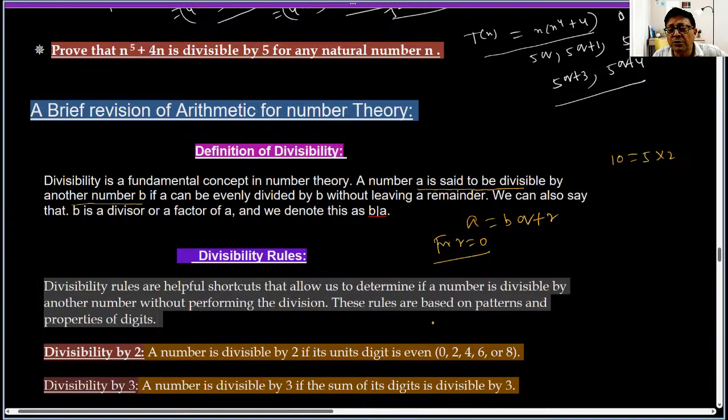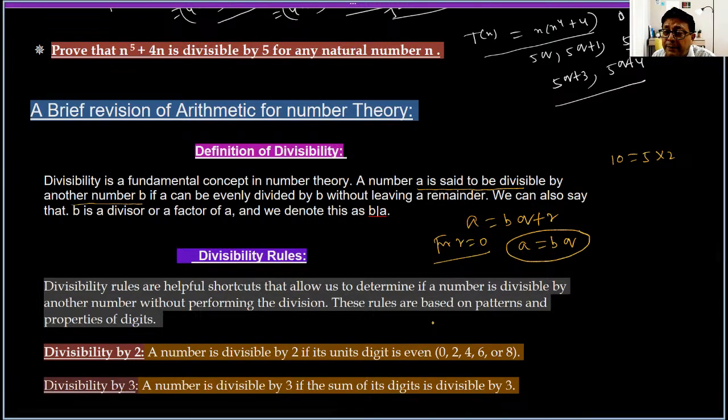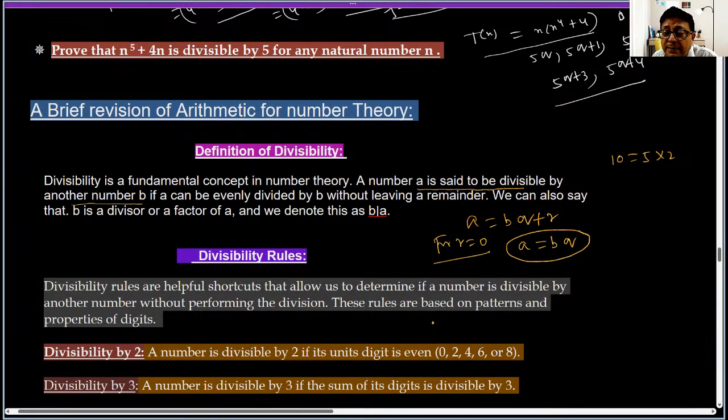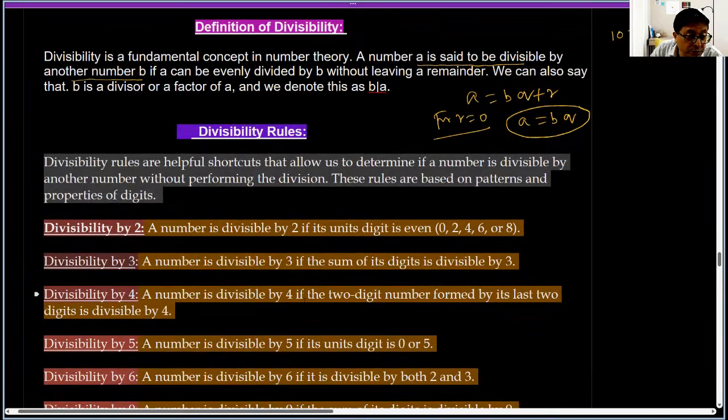For R equal to 0, A equal to BQ. So from Euclid's lemma only we are getting another number Q when B divides A. Okay. So a number A divisible by B means A can be written as B into Q, where Q is an integer. Clear? Divisibility rules.